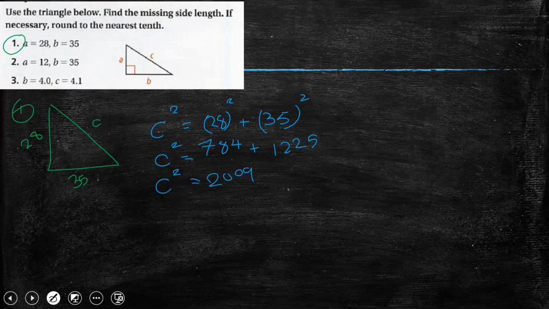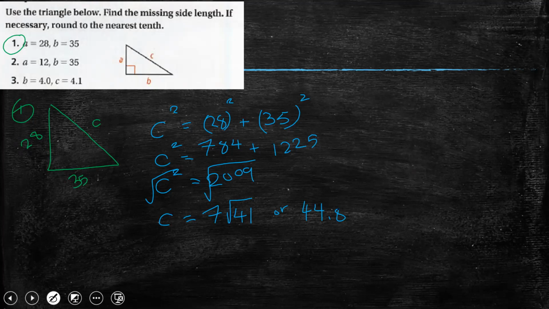Equals C squared. Now how do we find C? By putting this number under the square root. So the square root now of it is, we can say 7 square root of 41 or 44.8. This will be now the answer. So the hypotenuse of this triangle is 44.8.